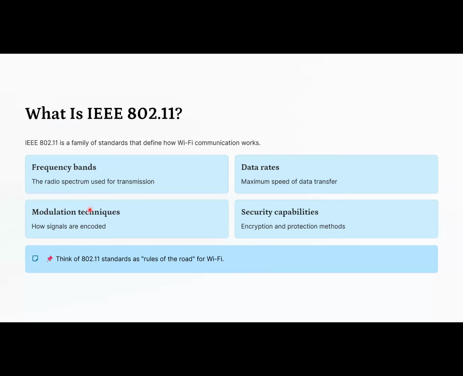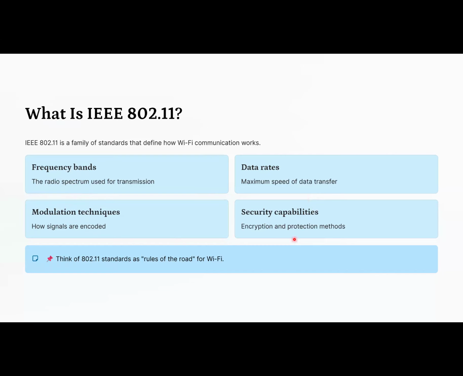So the standards specify several key aspects of the wireless communication. The first one that you see here is the frequency band. Then we have the data rates, the modulation technique, and also the security capabilities. So these are the specific key aspects of wireless communication when it comes to the standards that are produced by the IEEE.